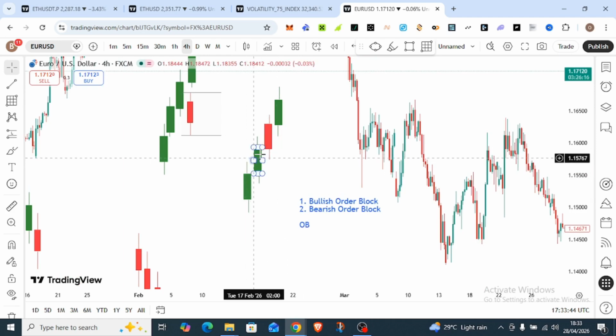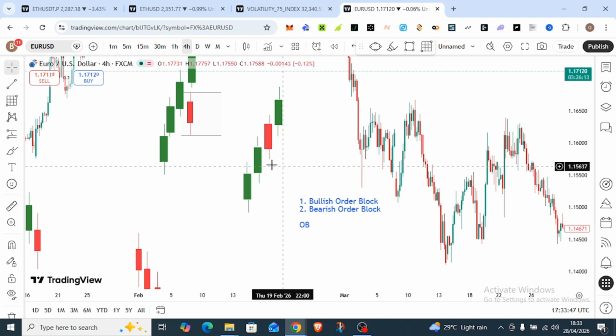In this other structure, there is no order block here. The reason is because none of the previous candle lows was taken out.